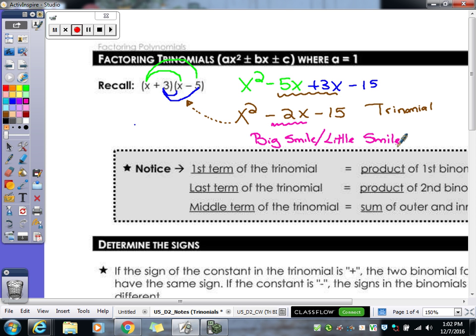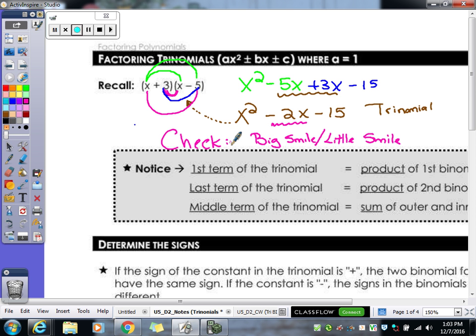And so this is what it looks like. You multiply the outer terms together to get negative 5x. Then you multiply the inner terms together to get a positive 3x. So basically you're just checking to make sure that you picked the right numbers that are going to give you the negative 2x. You'll see we'll do a bunch of them in a second. Okay? So this is how we check. This is what we're going to use for our check.